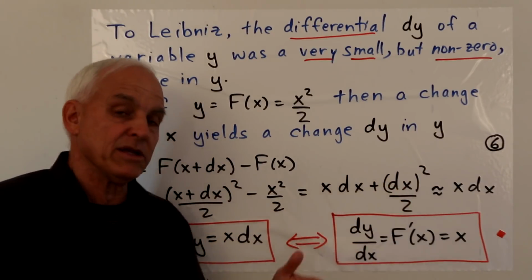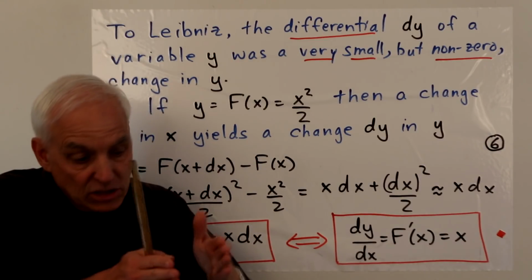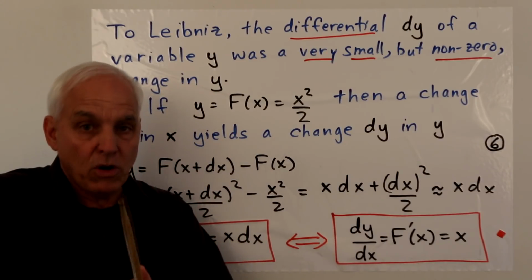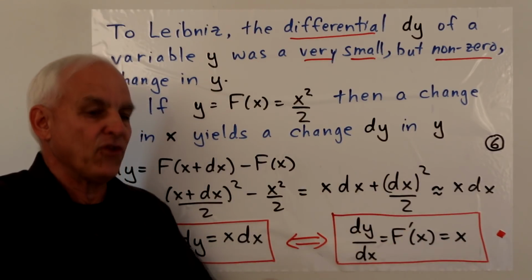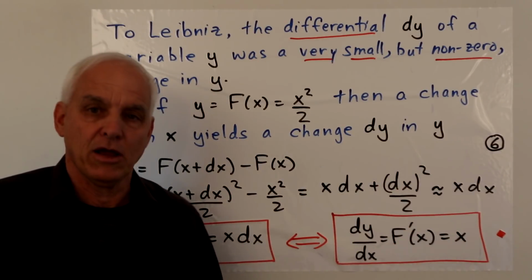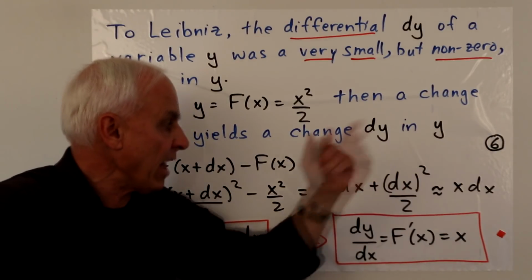Then 1 over a million squared is 1 over, well, it's very small. But dx is actually smaller than 1 over a million, smaller than 1 over a billion, smaller than 1 over a trillion. So this dx squared is super duper small, and we can basically ignore it. Okay, so we get x dx.